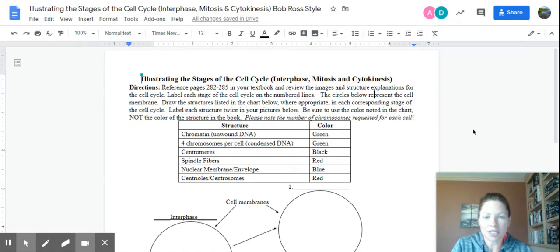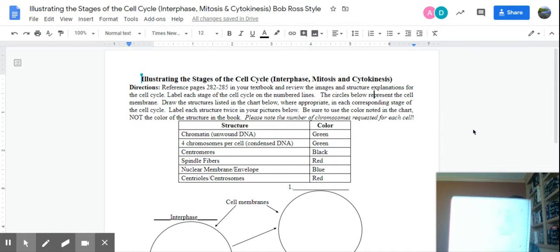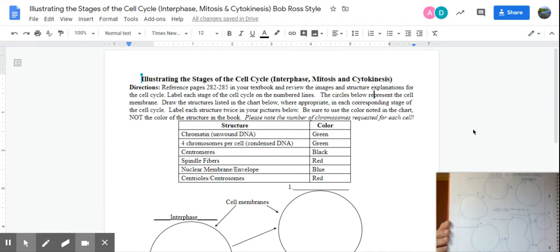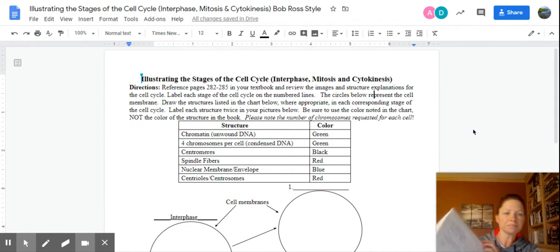Please be sure to start off by either printing this document, if you have a printer. If you don't, that's not really a big deal. I just made a template myself here, pretty straightforward. Make sure you title it, make sure you have the chart there. And then I just took a couple of minutes to very simply draw out those cell membranes and then copy down all of the arrows and the numbers and the things that are on this document.